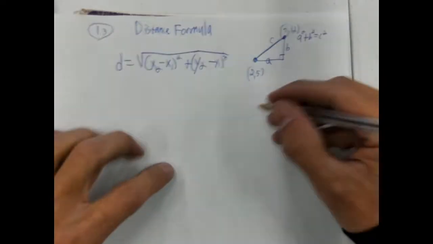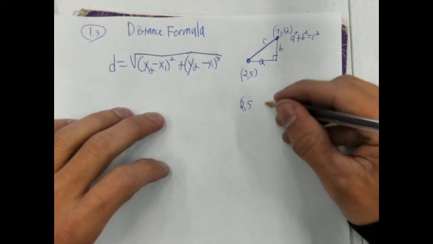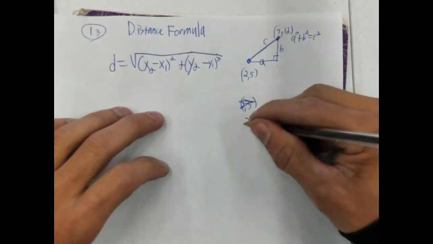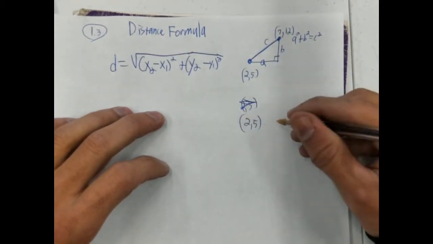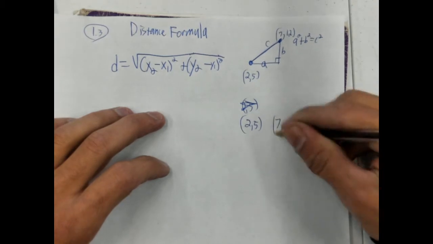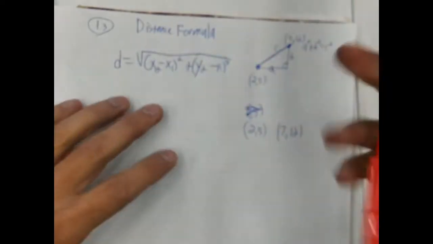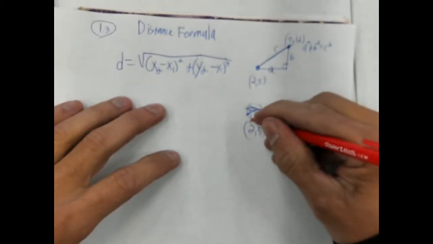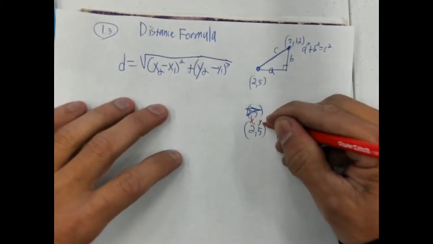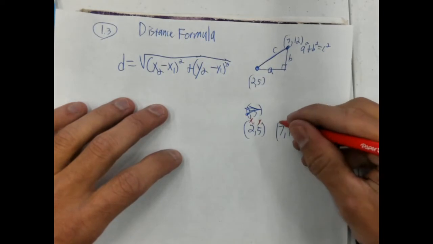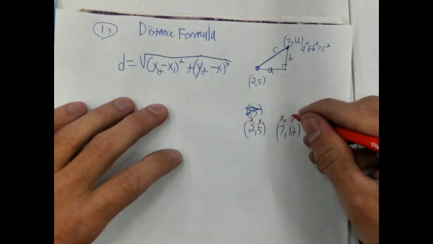So I'm going to rewrite those points here. We're going to say 2, 5 and 7, 12. Those are our 2 points. We want to know the distance between the two. So what we need to do is actually assign variables. We're going to say this is x1 and y1, and this will be x2 and y2.